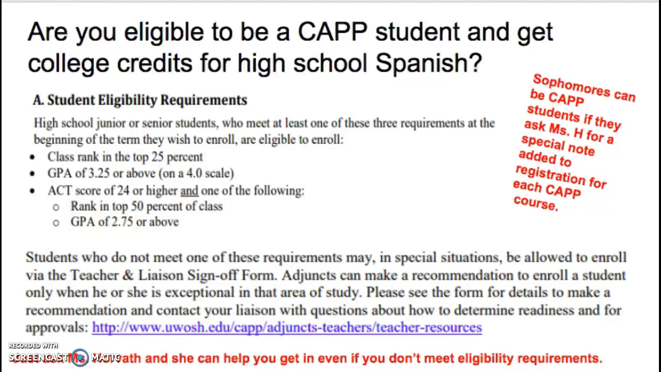However, students who do not meet one of those requirements may be allowed to enroll via the teacher and liaison sign-off form. So sophomores can actually get into a CAPP class this way, but the teacher must sign off and fill in a section online with the application to explain why the student would probably succeed as a CAPP student. And then the liaison from the university must also sign off on that online after the student applies and registers.